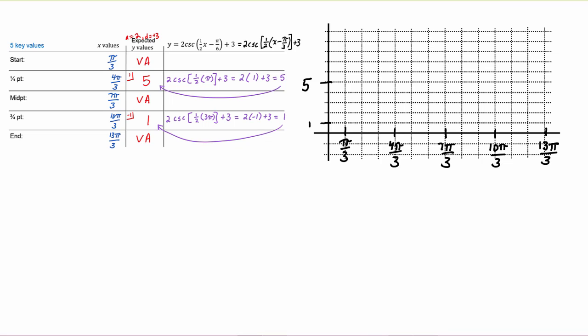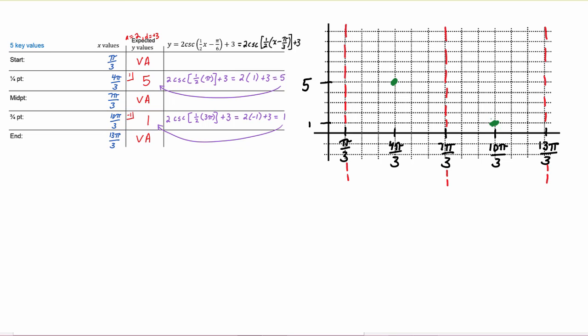Now when we're plotting our 5 key values, we know that pi over 3 is going to be an asymptote. 7 pi over 3 is going to be an asymptote. And 13 pi over 3 is going to be an asymptote. We have to plot the point 4 pi over 3, 5, and 10 pi over 3, 1.